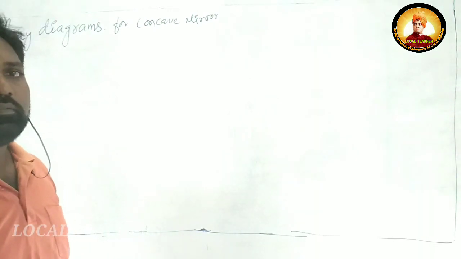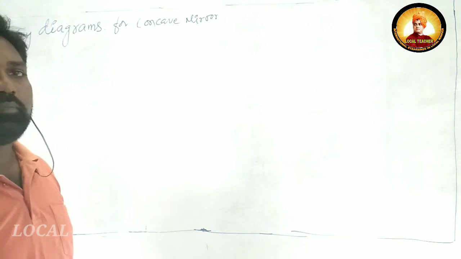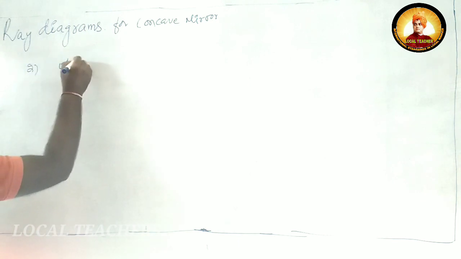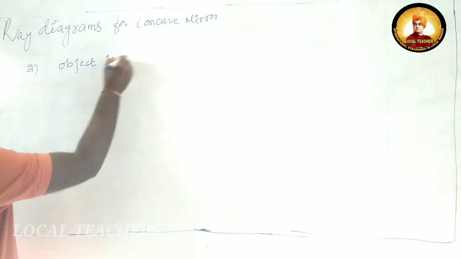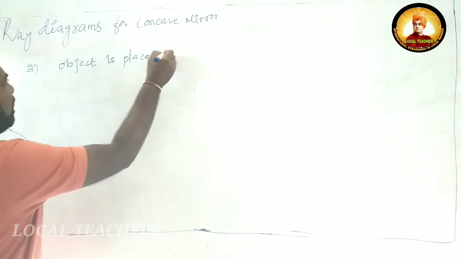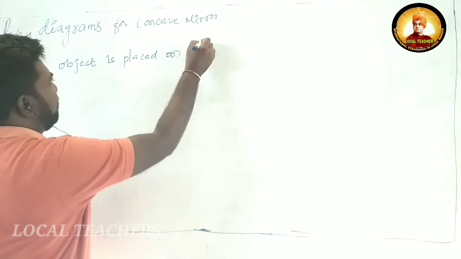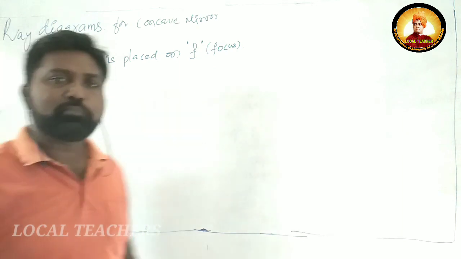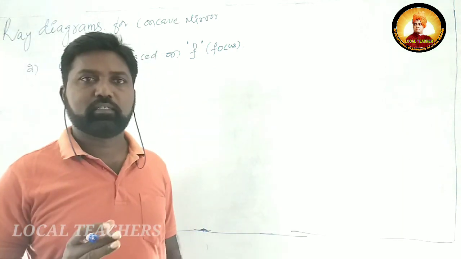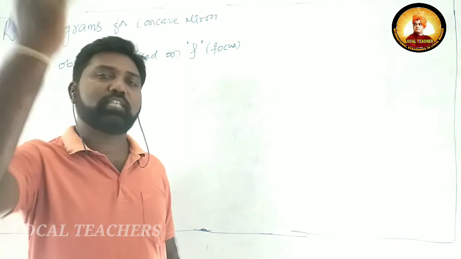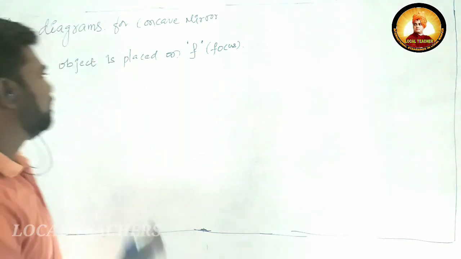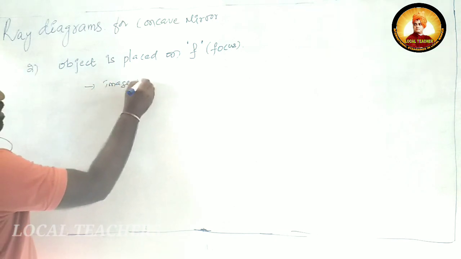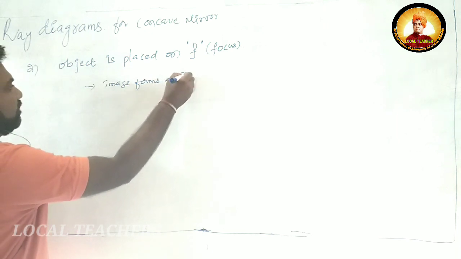Next, number two, the second position. In number two, the object is placed on F, that is, on the focus. When the object is placed on the focus point, the image forms at infinity. So here we will write: image forms at infinity.